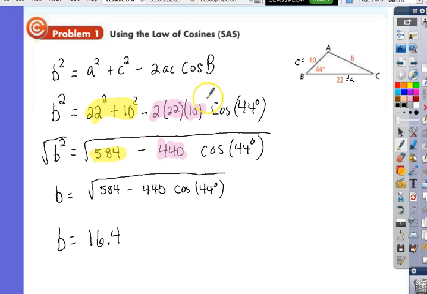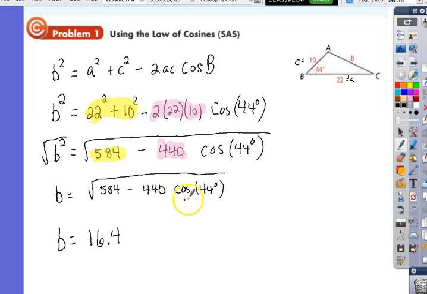Yes, ma'am. Would it have made a difference if you simplified 584 minus 440 first? Yes, it makes a huge difference. Why? No, I mean, why do you think? I'm telling you it makes a huge difference, and then I'm asking you, do you know why? Because taking the square root of 584 and taking the square root of 440 is different from taking the square root. Right, and even more importantly than that, what operation do you think is going on between 440 and cosine 44? And what operation is going on between these two numbers? Which comes first?